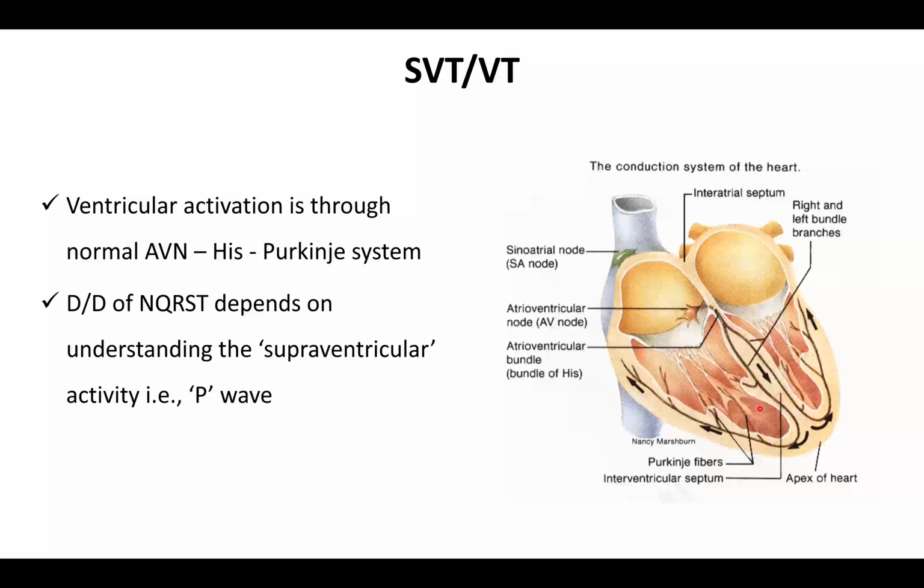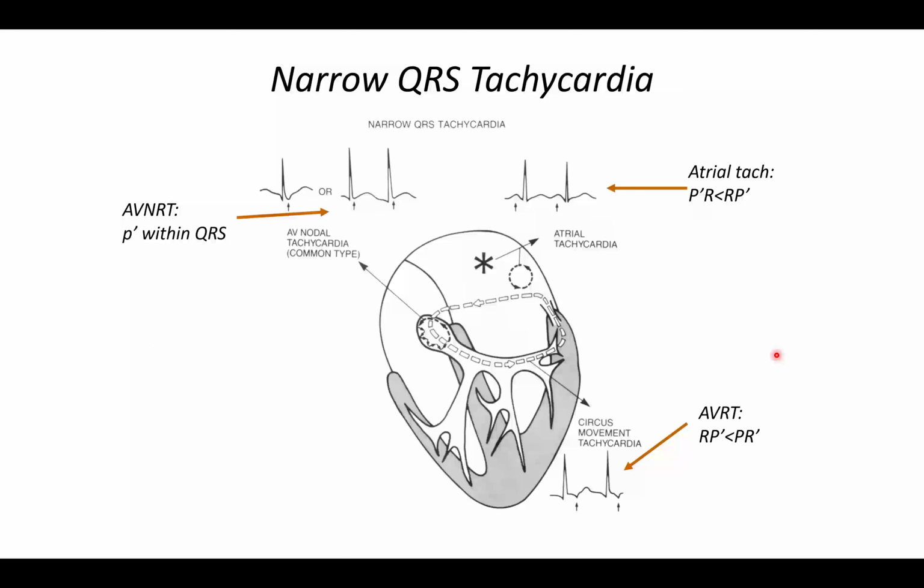And when it arises from below the His, A is not the essential part of the circuit. We know that V's will be more than A, but vice versa is not true. For example, you may have supraventricular tachycardia with V's more than A, which I will discuss subsequently, but broadly you should know this definition when you call a tachycardia supraventricular or ventricular tachycardia.